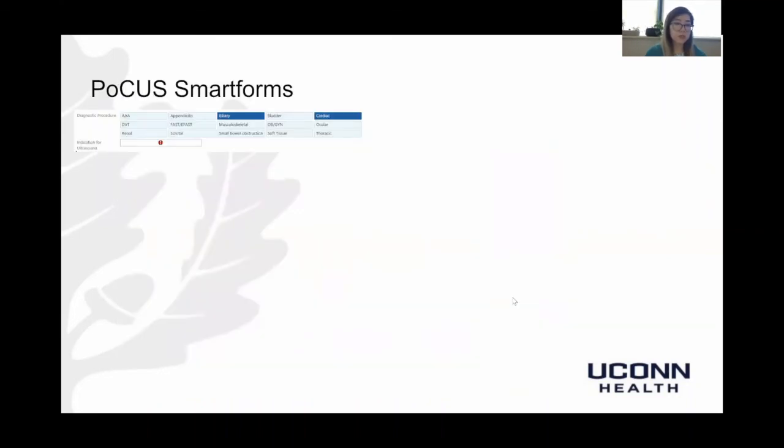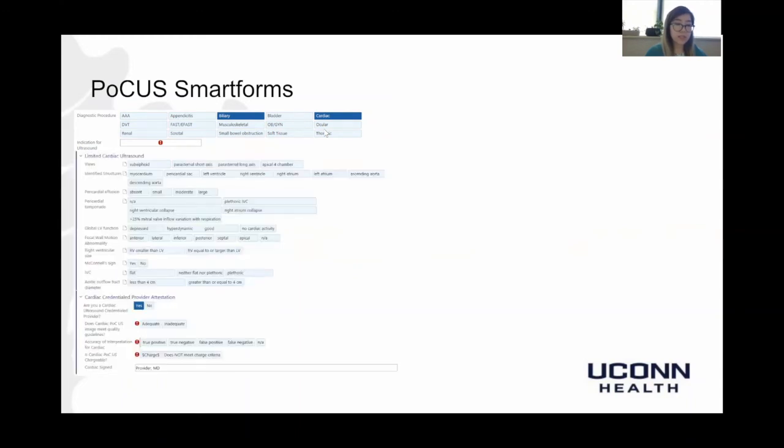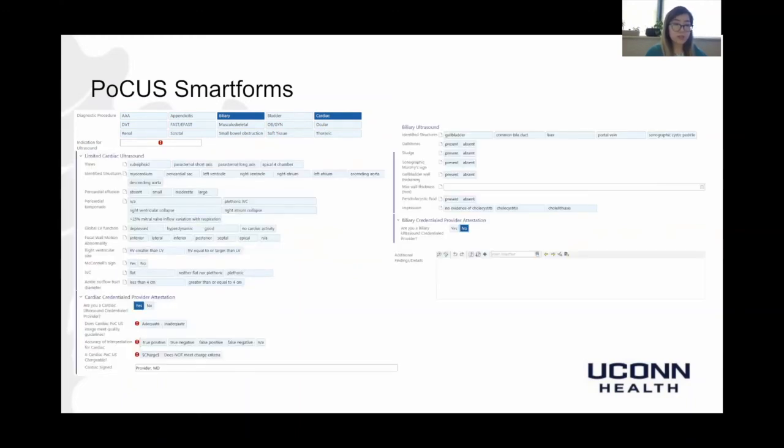This is what a procedure note would look like. You can select one or more exams per note, and here you can see that we selected cardiac and biliary, and it will drop down a series of binary questions pertinent to those exams, followed by attestation questions, which can be completed by a credentialed supervising attending or ultrasound director. The resident note and attestation statement, when added, are transparent to consultants and other providers. CPT codes for billing are linked to the individual smart forms selected.